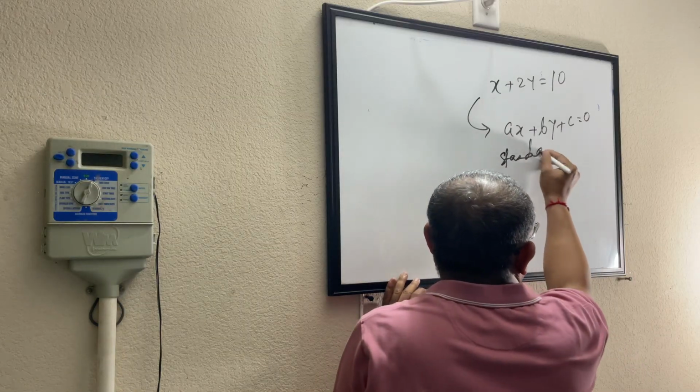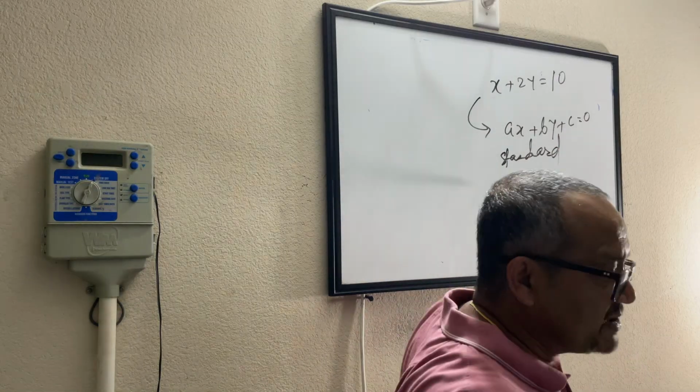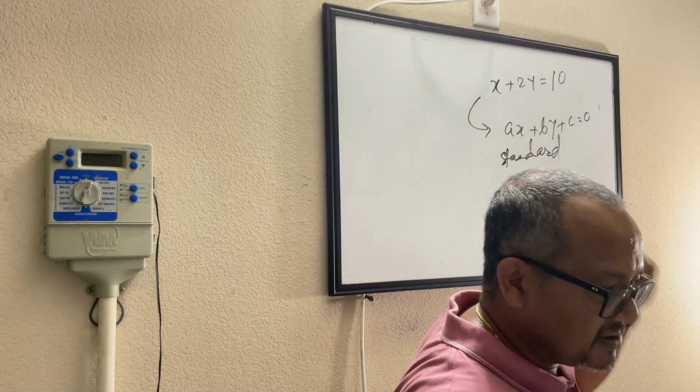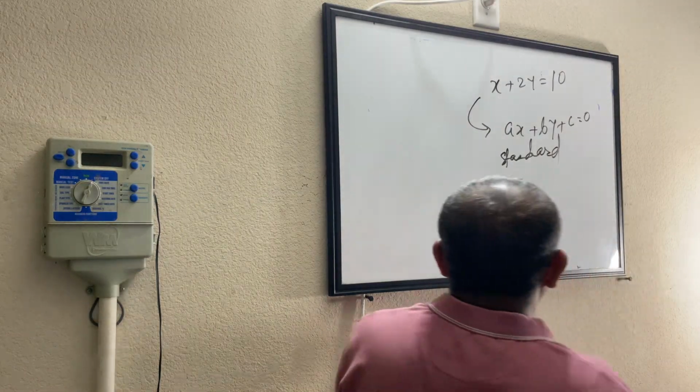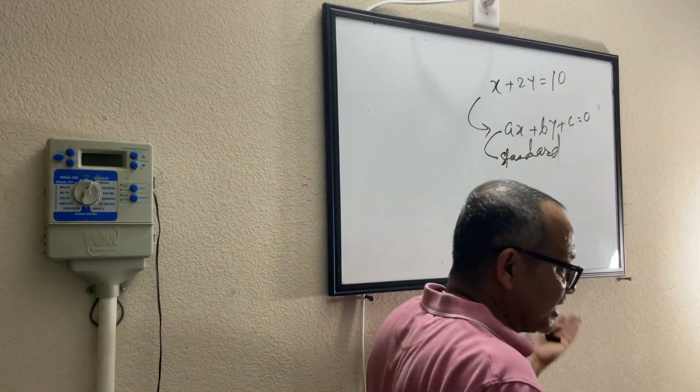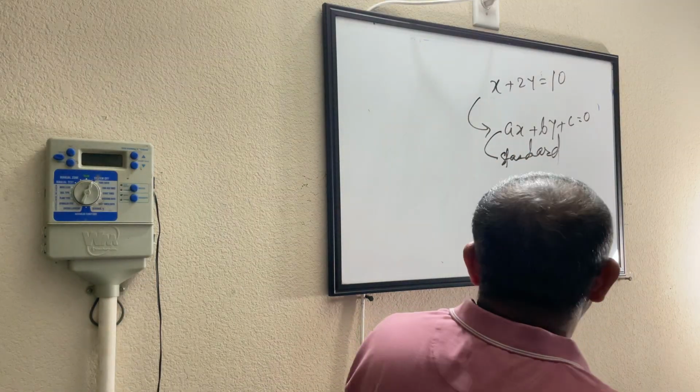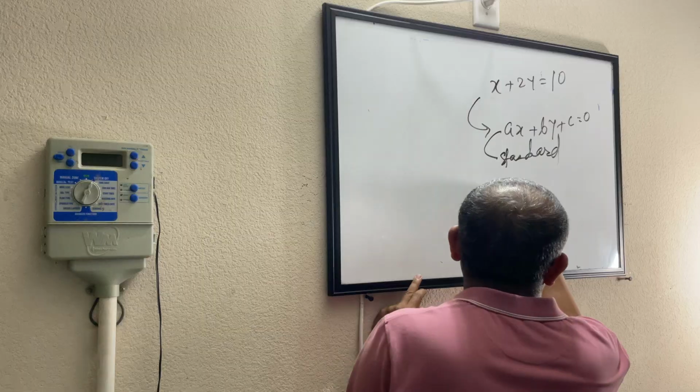And this is just a recap for all of you, because we are going to deal with this in the coming problems. So this is called the standard form of the linear equation. Linear equation because it draws a line. And the second one is called y equal to mx plus c.